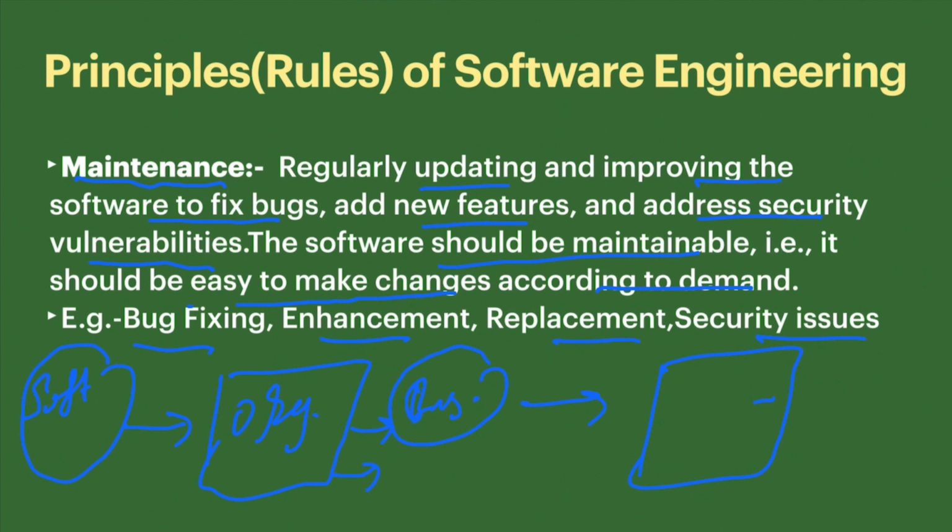Suppose after some time the organization wants to add some extra features. This is called enhancement, and for this we need maintenance. Or the organization wants a replacement, to change some functionality of the software. For all these types of changes, maintenance is required. So maintenance is a very important principle of software engineering.